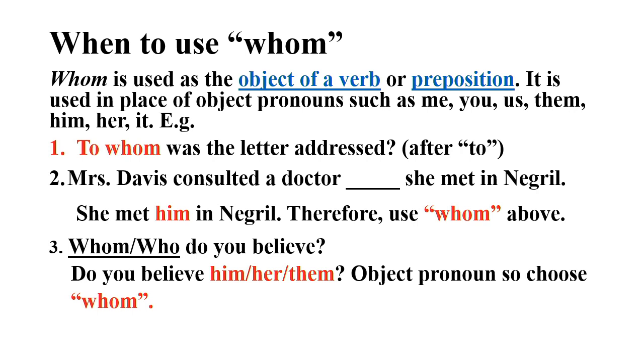Look at number 2. Mrs. Davis consulted a doctor who or whom she met in Negril. We don't know what to do. So we would stop and say, well, she met him in Negril. And because it's him, which is an object pronoun, we would insert whom. Therefore, Mrs. Davis consulted a doctor whom she met in Negril.